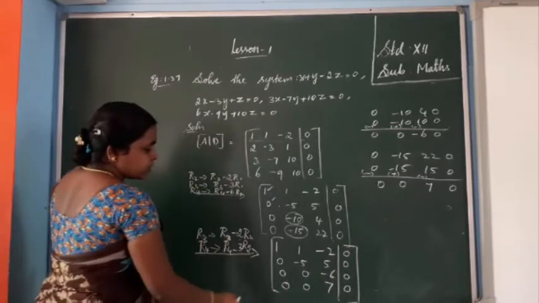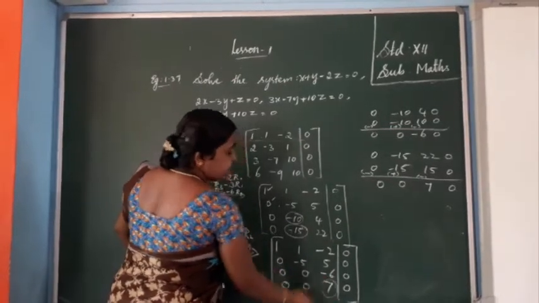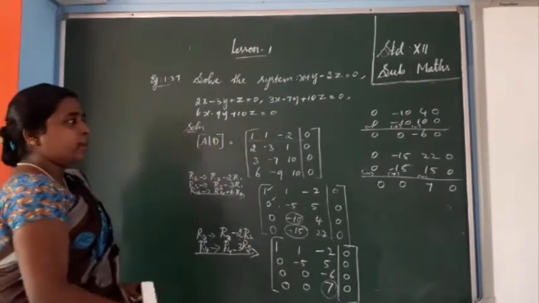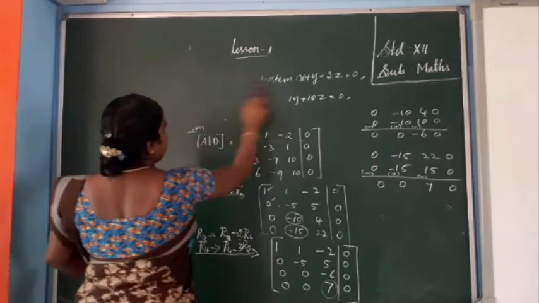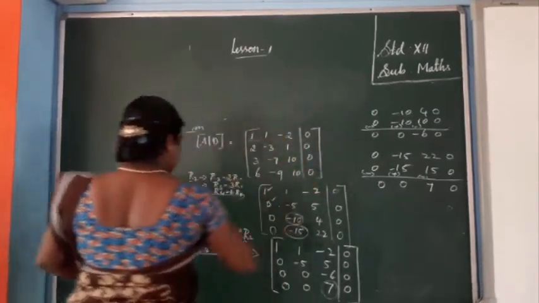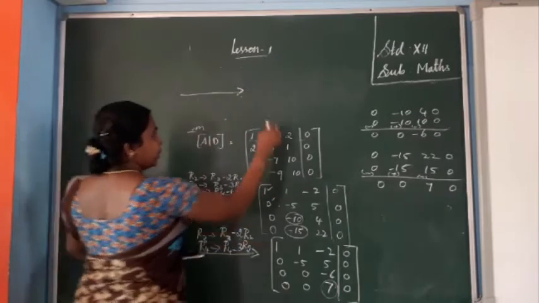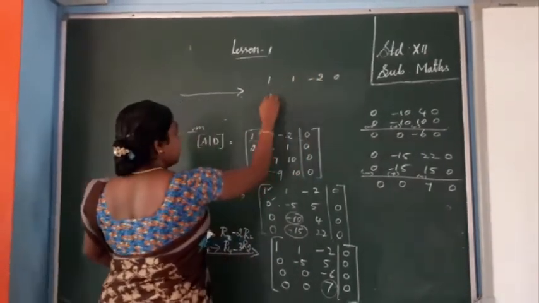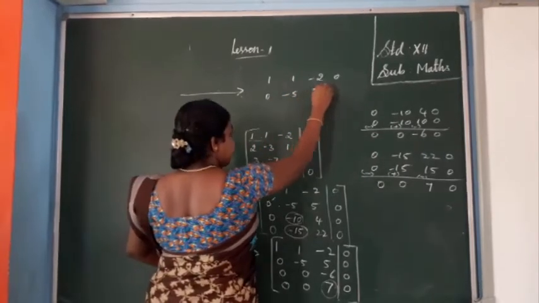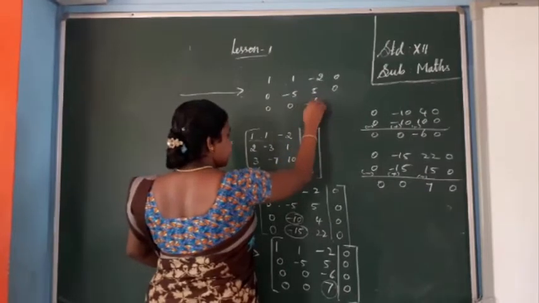Next what you need here is 1, 0, 2, 0. Here we need, instead of 7, 0. So we want to eliminate 7. So you can use R3. The remaining 3 rows have no change: 1, 1 minus 2, 0. Next 0 minus 5, 5, 0. Next 0, 0 minus 6, 0.